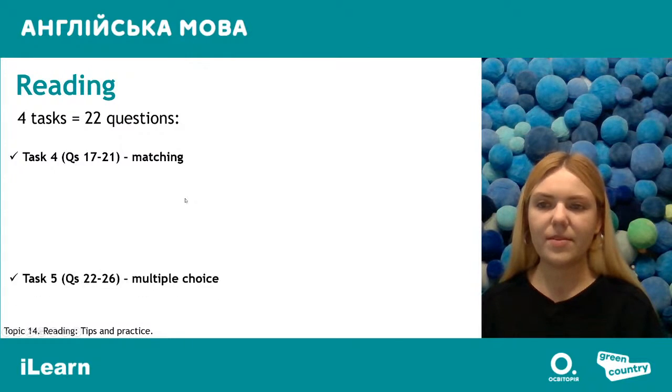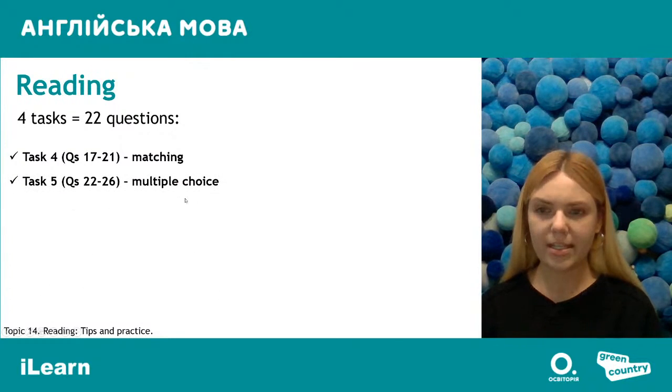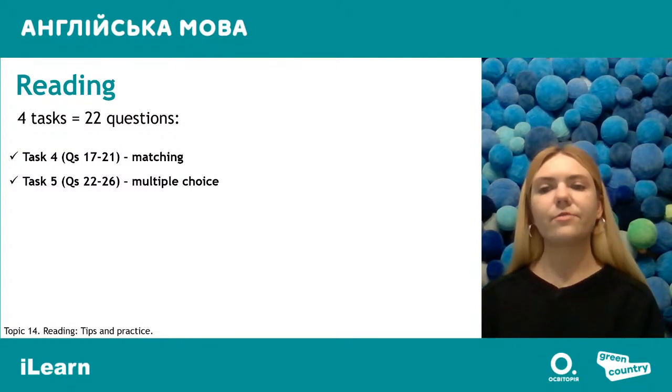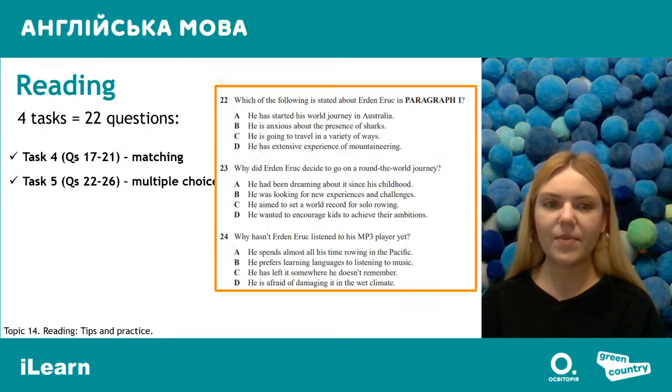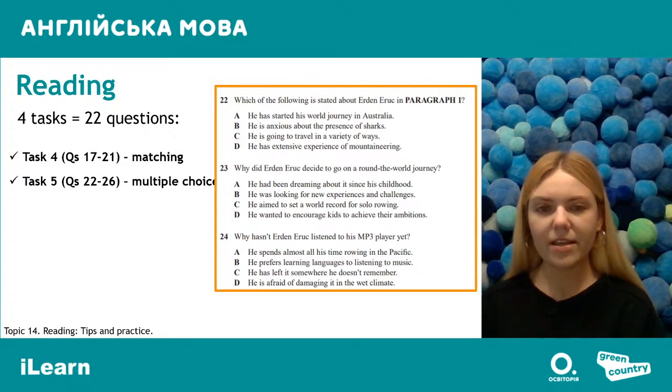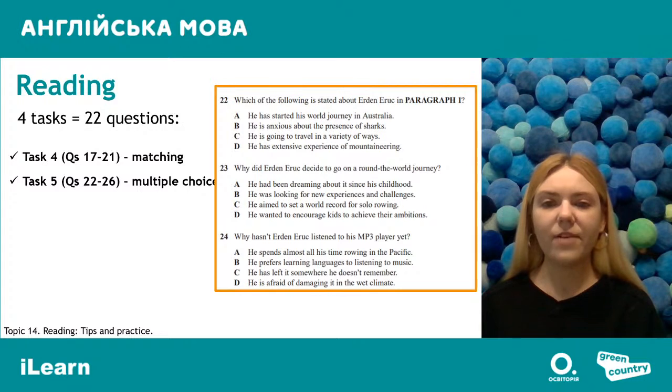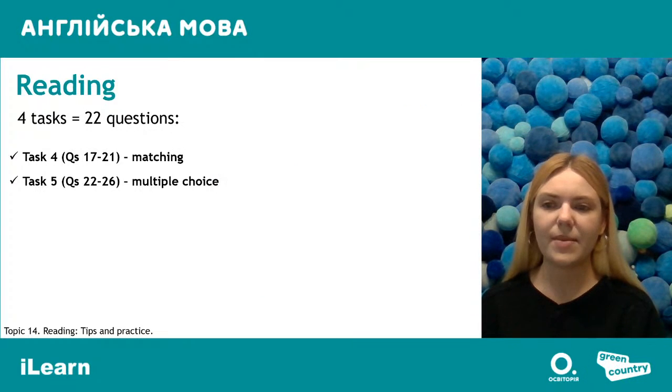The next task is a multiple choice task. That is task 5, questions 22 to 26. You are given a big text, usually rather long and sometimes difficult, and you will have 5 questions. For each question, you will have 4 options, A, B, C, and D. According to the information in the text, you will need to choose the correct answer.